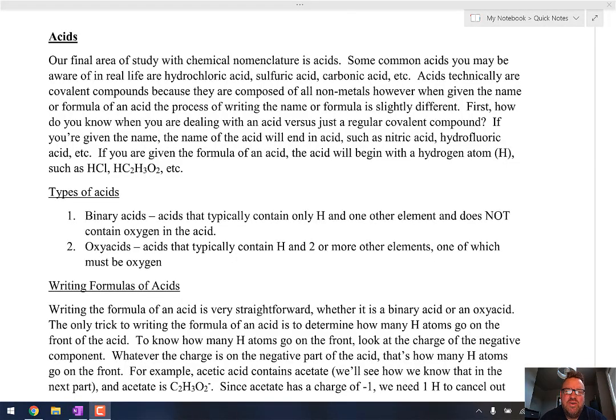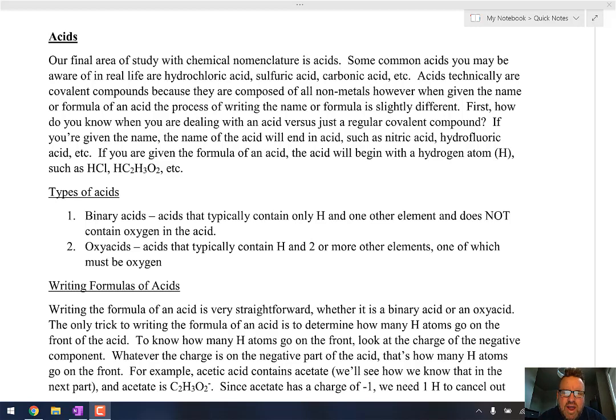In today's video, we're going to talk about acids. So far, we've discussed how to write the names and chemical formulas of ionic compounds, and that includes the ones that have Roman numerals, that includes polyatomic ions, and we've also discussed covalent compounds that use prefixes mono, di, tri, etc. So the last type of naming that we need to be familiar with are what are called acids.